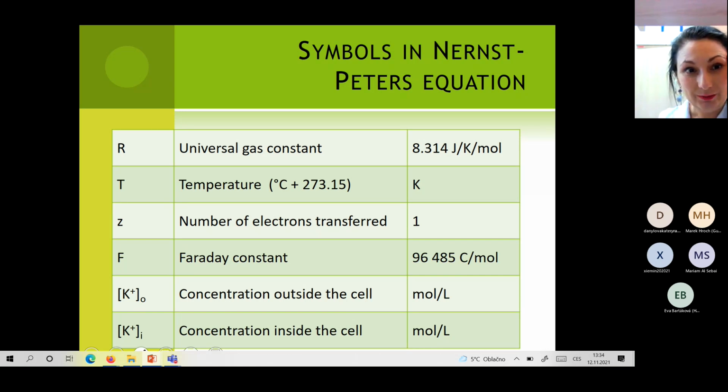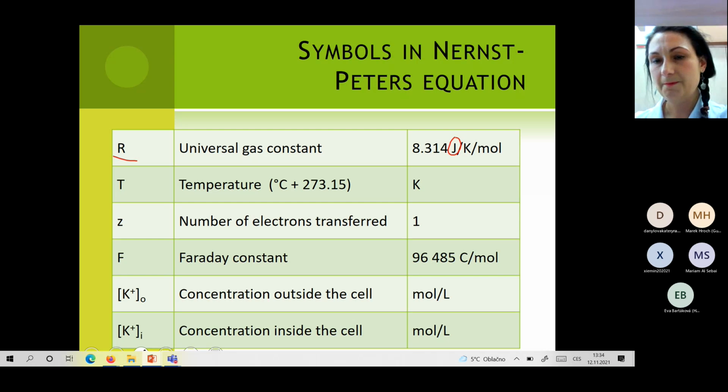Okay, what about the universal gas constant? It's R, this one, and its value is 8.314 joules per kelvin per mole. So do you know what is a joule? This is the unit for what?